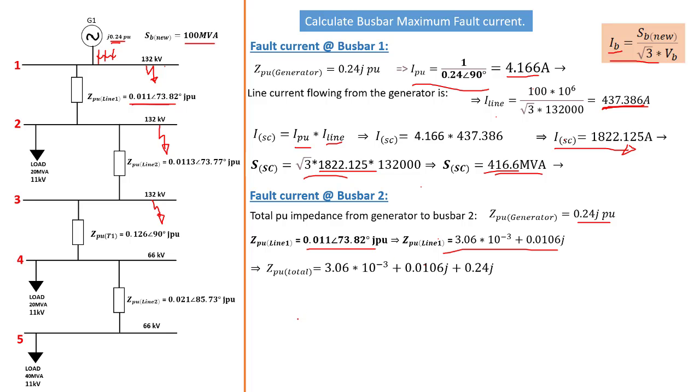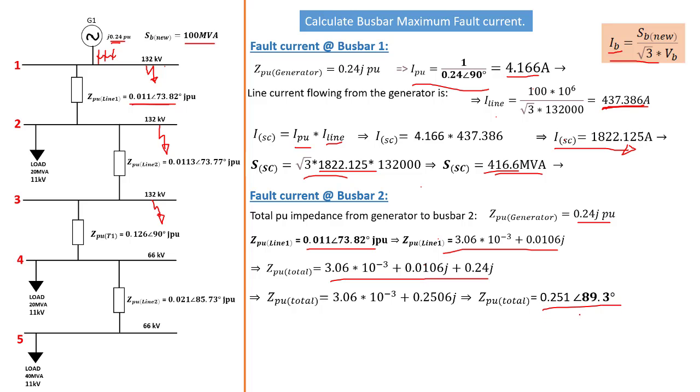Moving on, the total Z per unit flowing from the generator to line 1 will then be equal to this, and that gives us a total Z per unit of 0.251 with an angle of 89.3 degrees. Now we're going to use this Z per unit total to determine what will be our I per unit. The I line will remain exactly the same. It doesn't change because we still have the same line that's running from the 132 kilovolt. So imagine if we're working from one single phase, we will have exactly the same phase running on the transmission line. This is why our I line will not change.